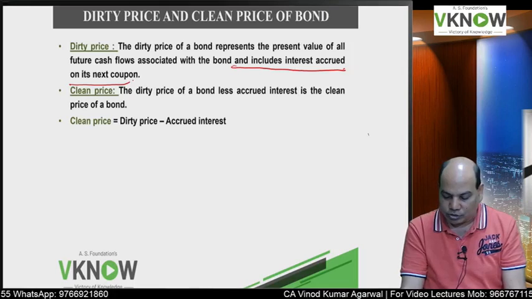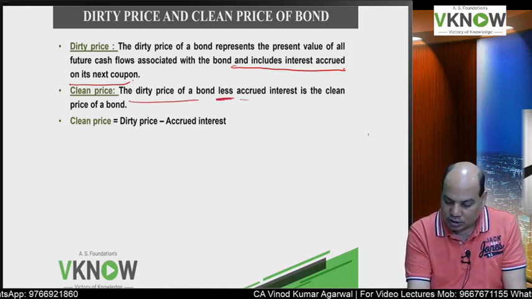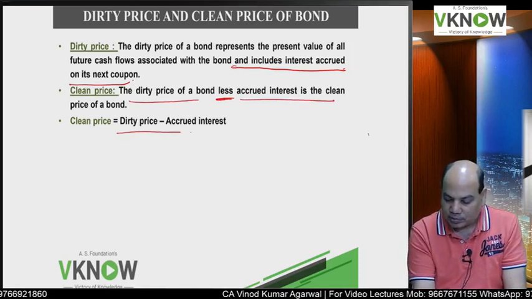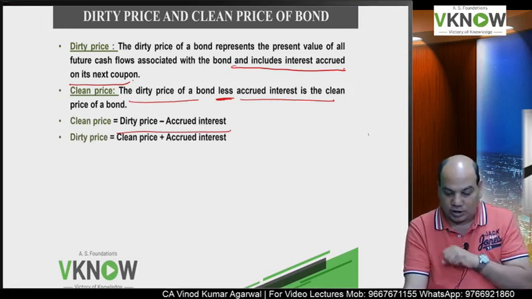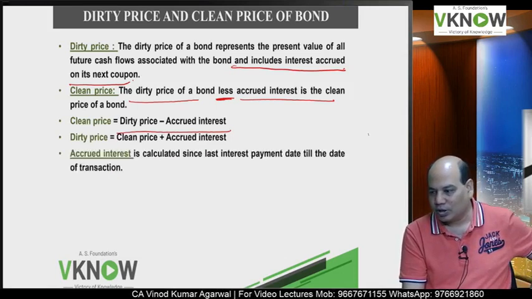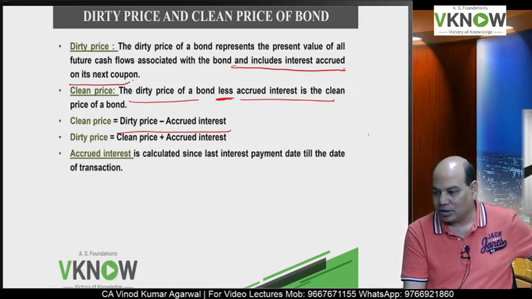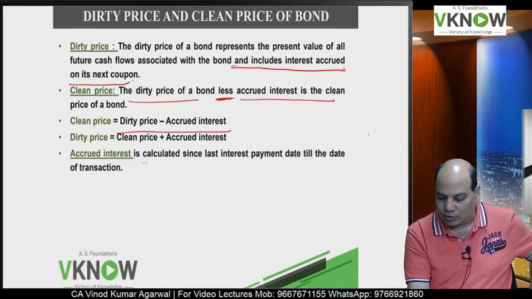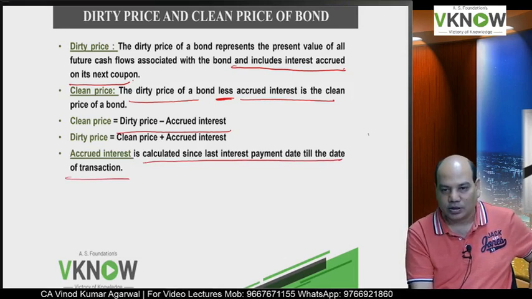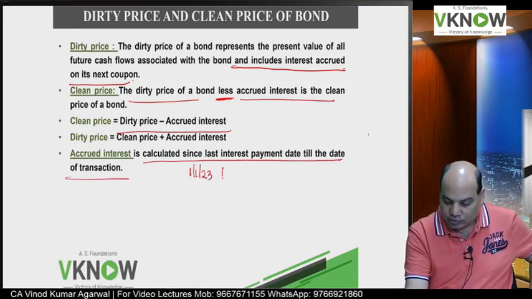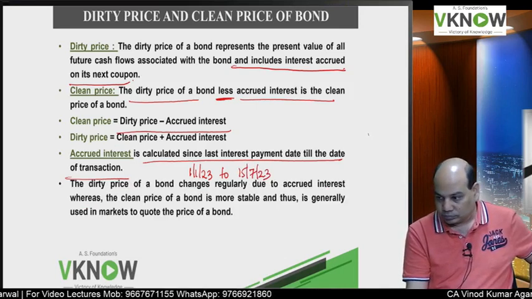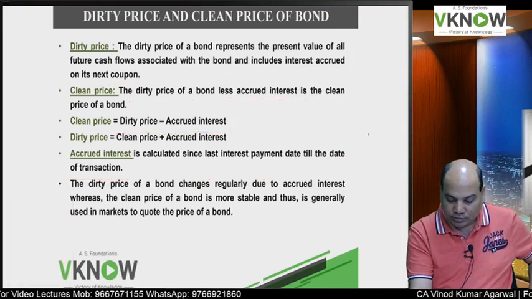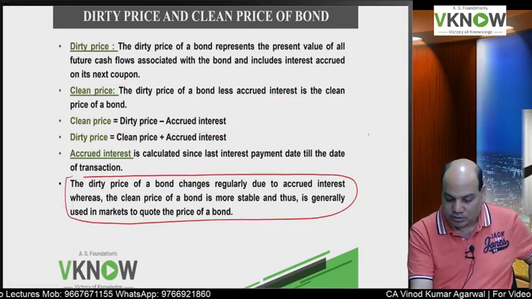We get clean price. So clean price is dirty price minus accrued interest. Mathematically, clean price is dirty price minus accrued interest, and dirty price is the reverse, clean price plus accrued interest. Accrued interest is calculated from the last interest payment date till the date of transaction. In our example, accrued interest will be calculated from 1st January 23 to 15 July 23. Is it right?